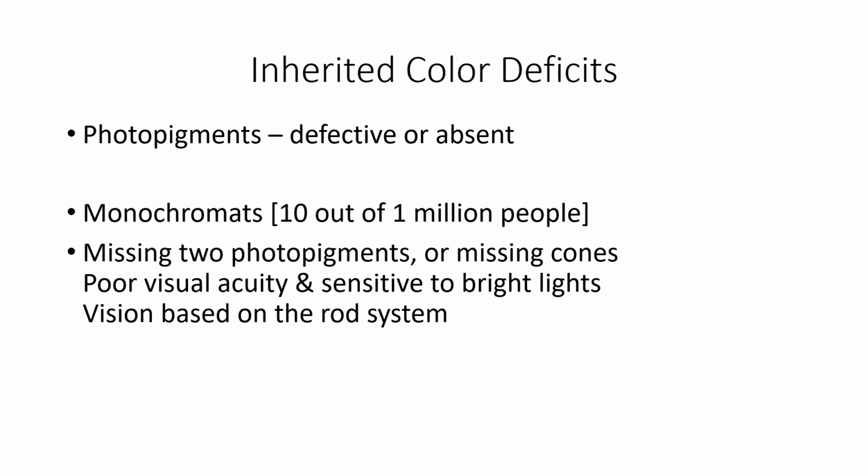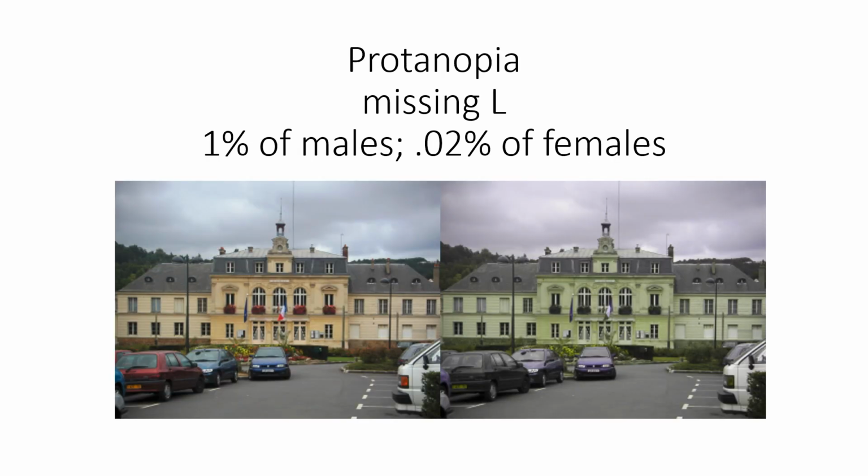We also do have monochromats, which is extremely rare. 10 out of 1 million people, they're missing 2 photopigments or missing all of their cones. They do have worse visual acuity, and they're sensitive to bright lights. Their vision is basically based on the rods, which we've talked about as being helpful in dim light, but they're needing to regenerate when we're in brighter lights. So we're not really using them, and they're not giving us detailed vision because of that convergence.